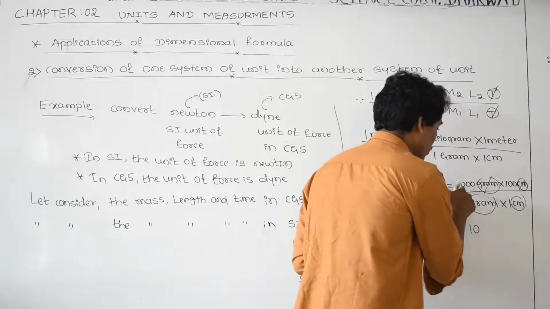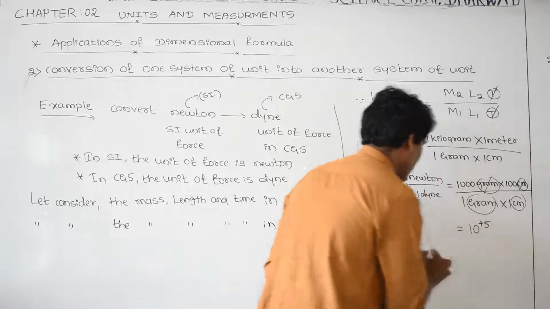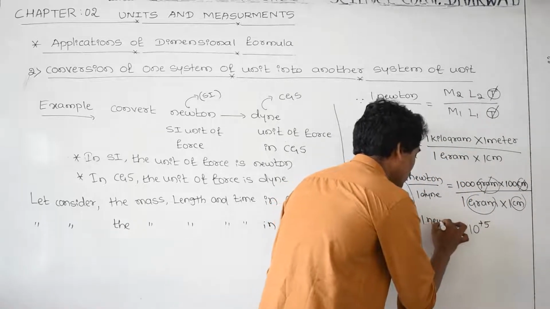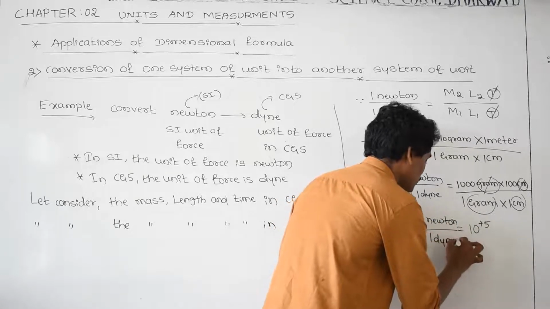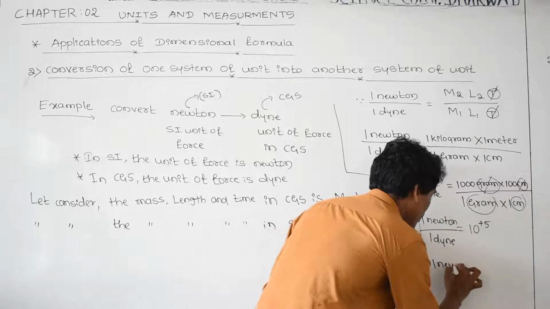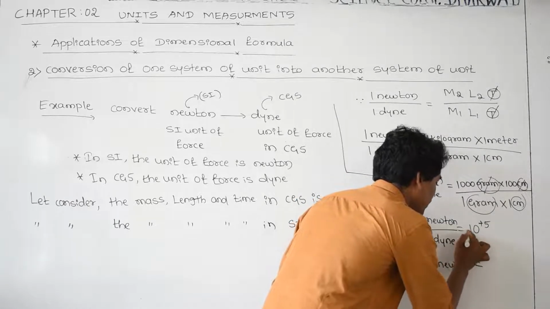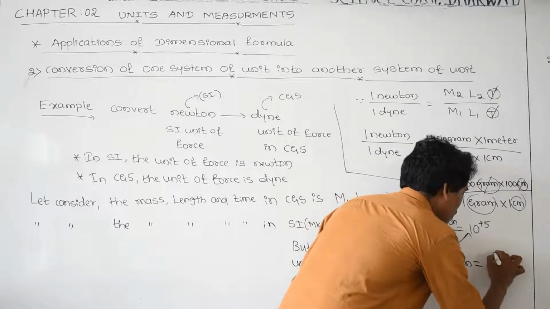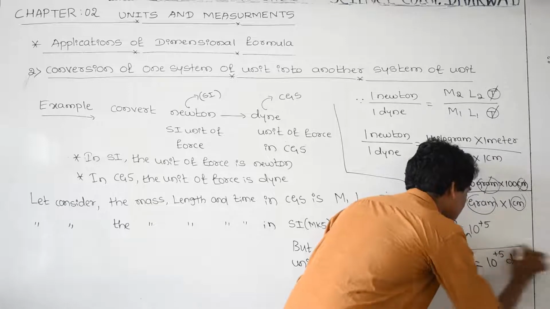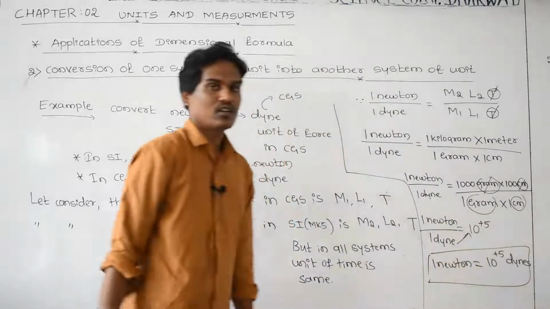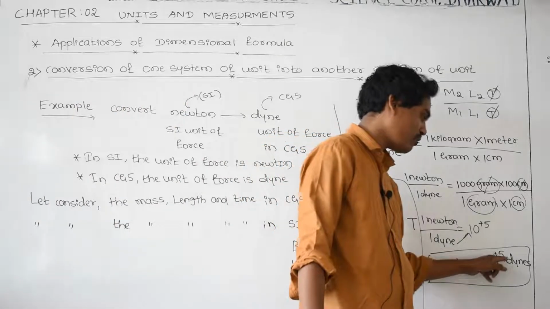10 to the power of 1, 2, 3, 4, 5, plus 5. This is 1 Newton divided by 1 dyne. Therefore 1 Newton is equal to, cross multiply here, 10 to the power of plus 5 dynes. Are you getting this? The Newton is converted into dynes. 1 Newton means 10 to the power of 5 dynes.